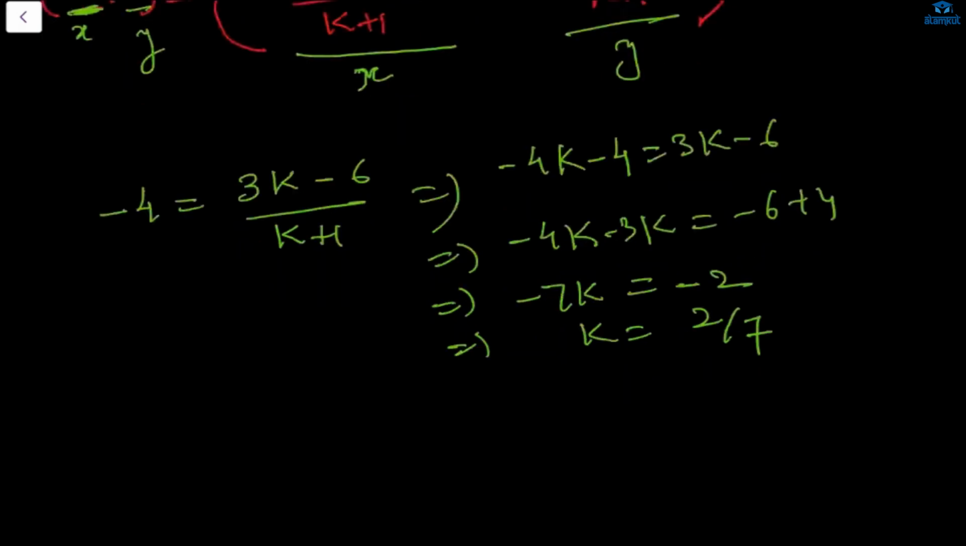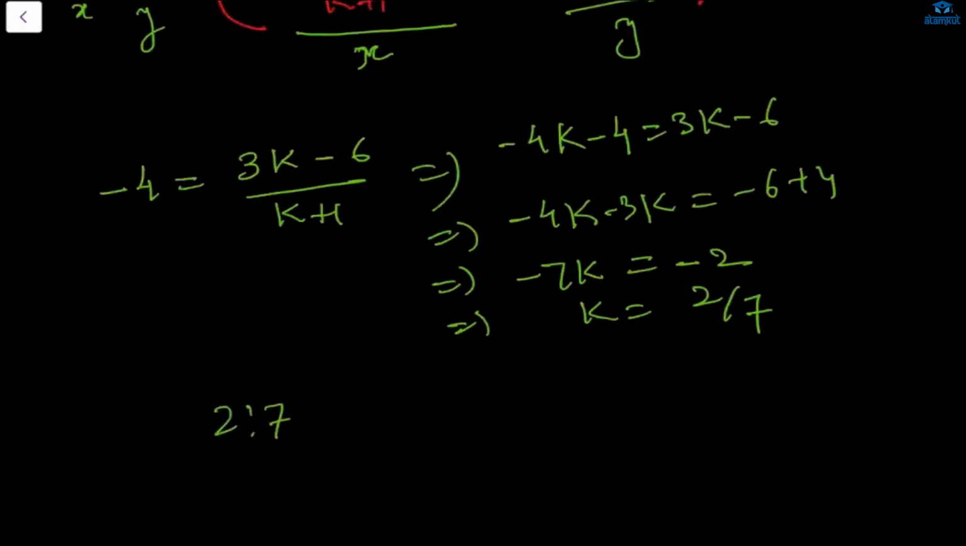So the ratio will be what? 2 is to 7. It will not be 2 by 7 is to 1. It will be 2 is to 7. If we had got only the k value as 2, then you can write 2 is to 1. But we have got minus 4 into k plus 1, we will get minus 4 minus 1, and minus 4k and minus 4. Have you understood? So the ratio will be 2 is to 7.